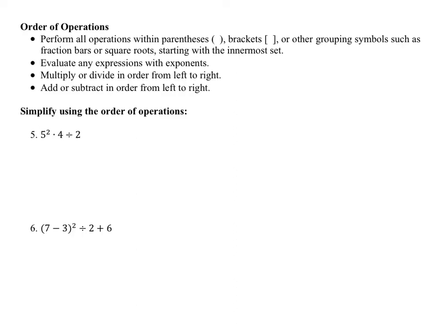Now we're going to simplify these expressions using order of operations. So we're going to actually evaluate them and get a number for the answer. So for number 5 here, we have 5 squared times 4 divided by 2. There are no parentheses, so the next thing down is exponents. So 5 squared is 25 times 4 divided by 2. Then we multiply or divide in order from left to right. We only have multiplication and division, but we have to go left to right. So 25 times 4 is 100. And last but not least, our only operation left is division. So 100 divided by 2 is 50.